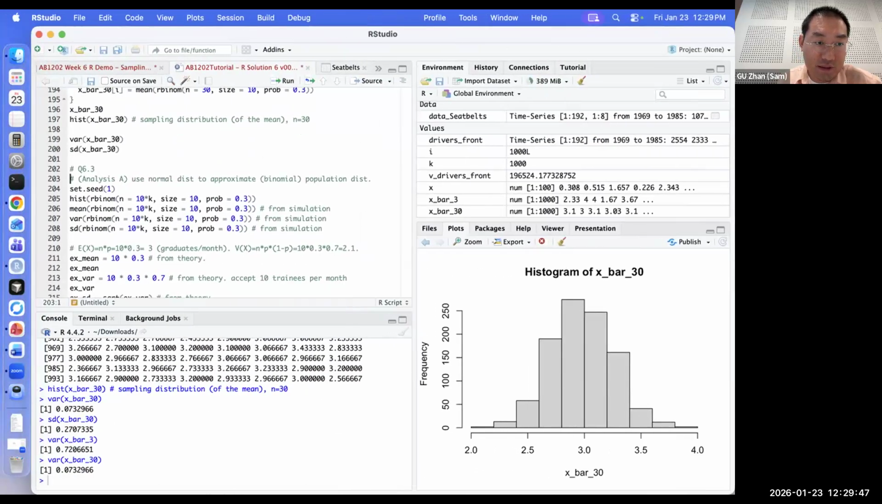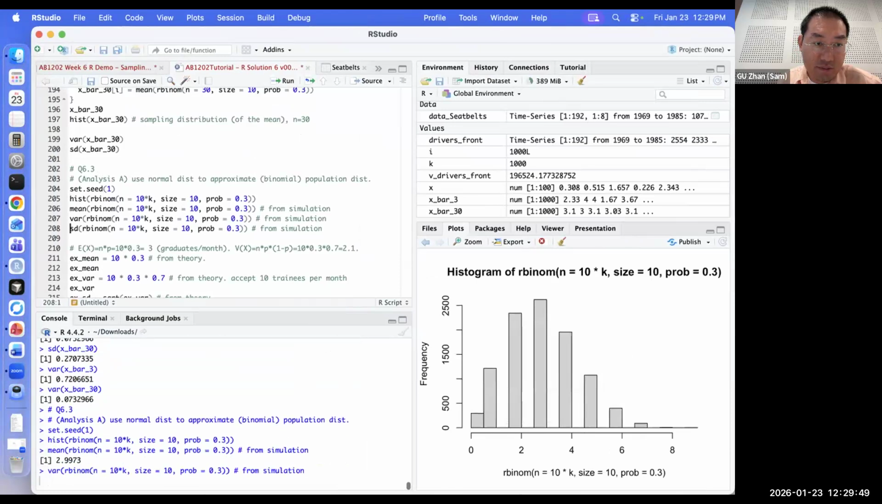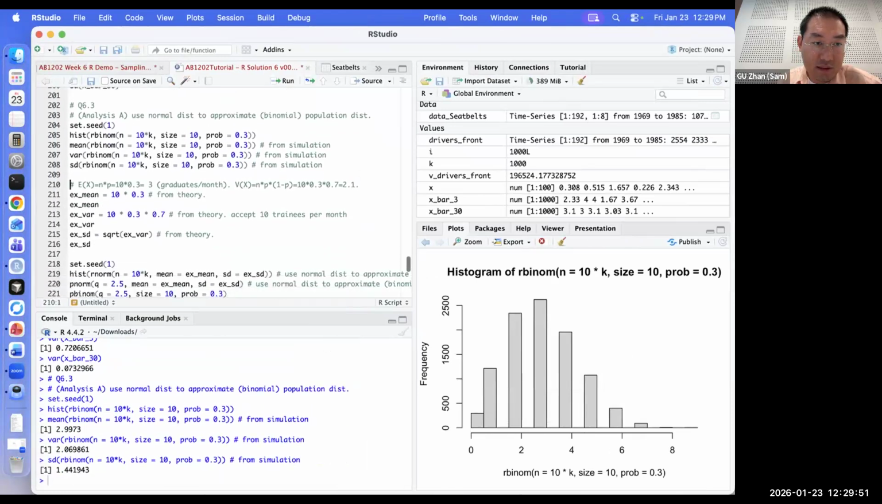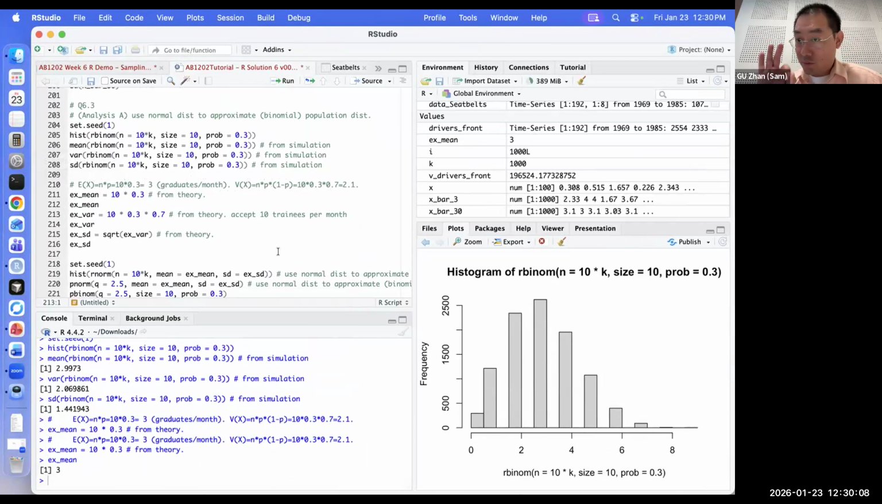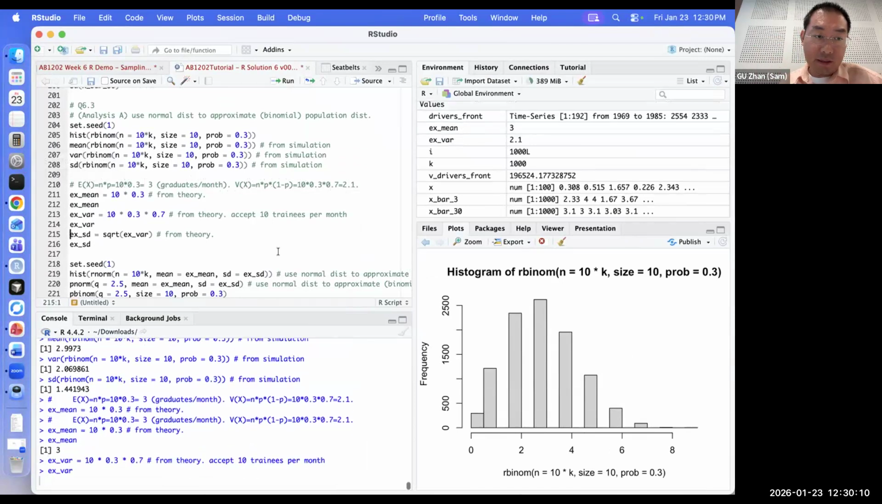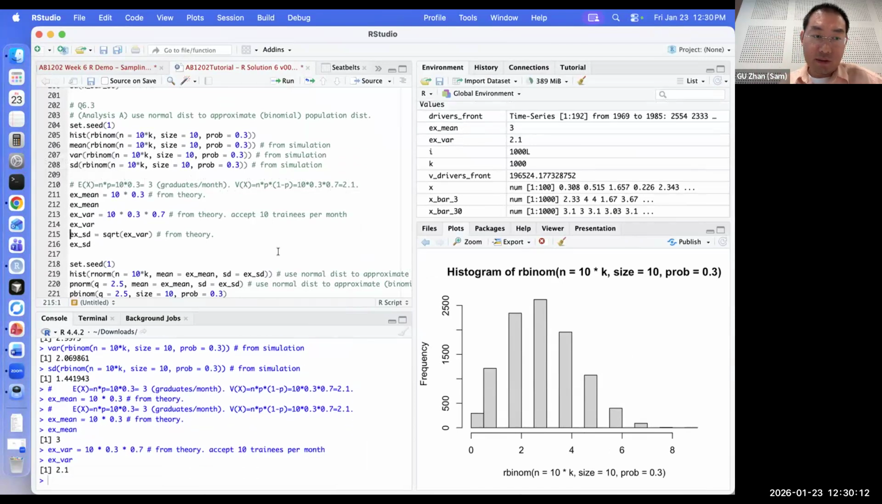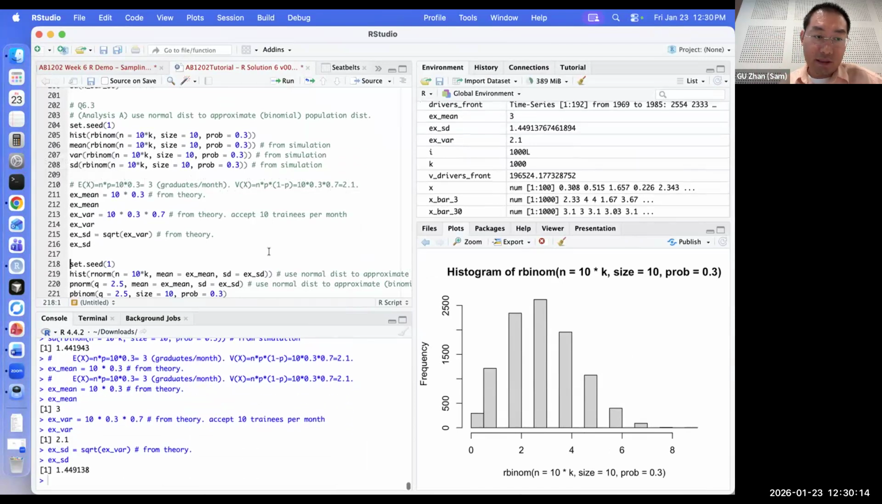First is histogram, mean value, variance. So this is one expected value. We'll start from here. Expected value is n times p. 10 times 0.3 is 3 graduates per month. The variance is n times p times 1 minus p, which is 2.1. So the expected mean is 3 graduates per month. Expected population variance is 2.1. Expected standard deviation is 1.449.